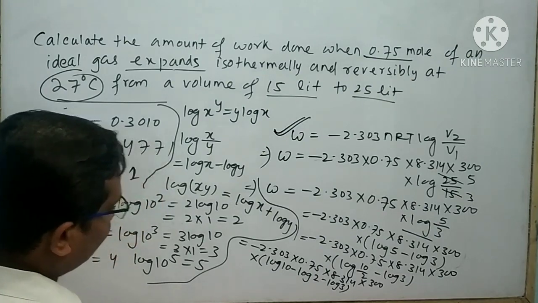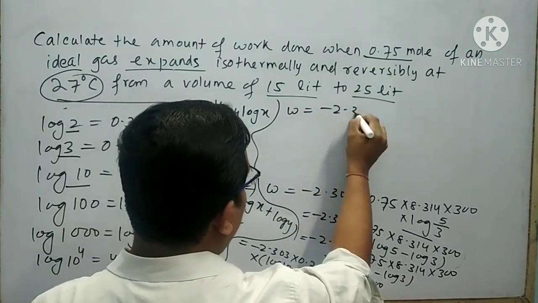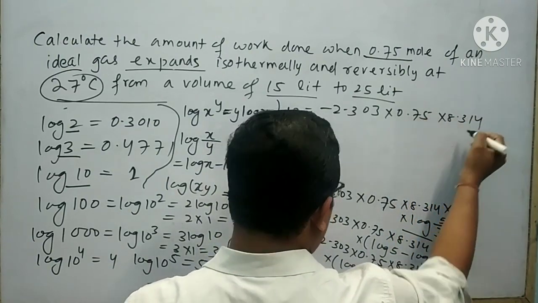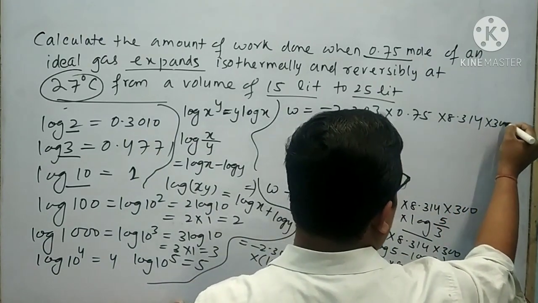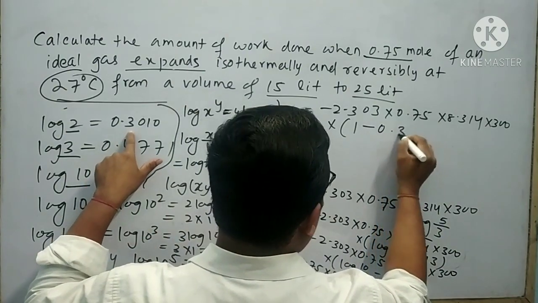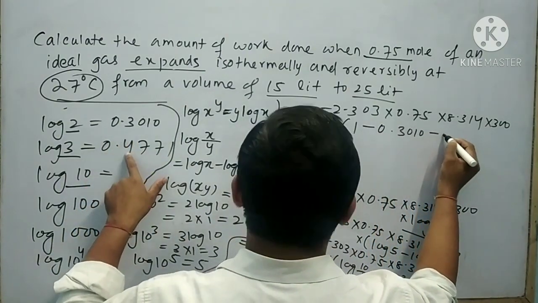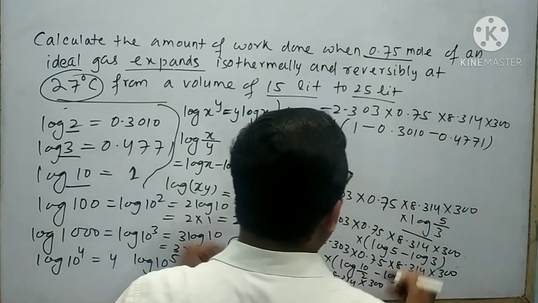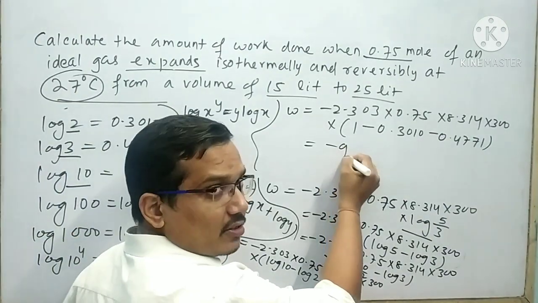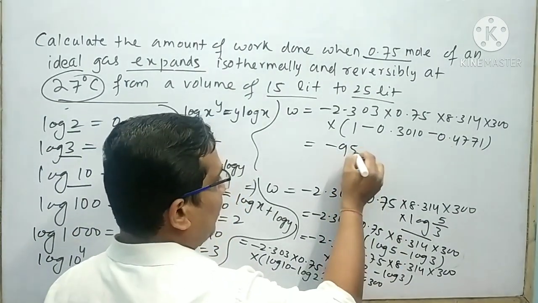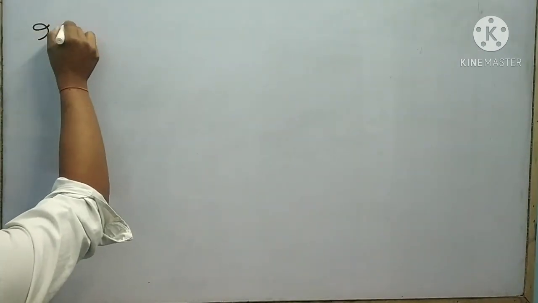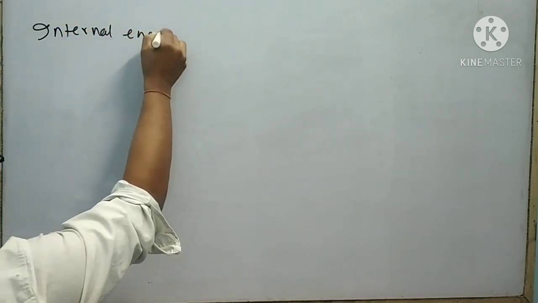Then I can write W equal to minus 2.303 into 0.75 into 8.314 into 300 into 1 minus 0.3010 minus 0.4771. After calculation, it is seen that the value of W equal to minus 955.96 joule. Next, I am going to discuss the internal energy.